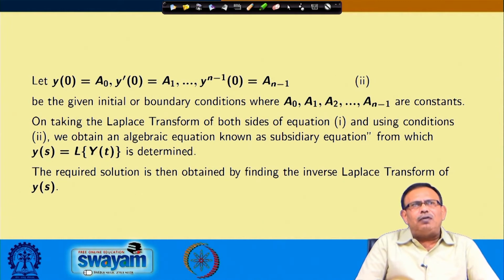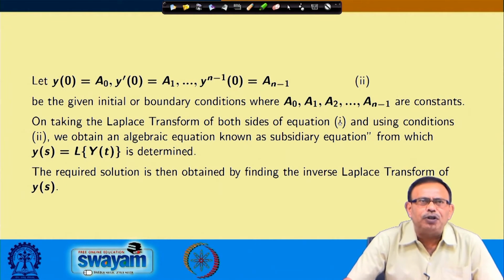Please note one thing here: all the values of the conditions are given at the point t equals 0. That is, y(0) equals a0, y'(0) equals a1, and so on. If you take the value of the function at any other point, I have to use some other substitution, because whenever I take the Laplace transform, it is always taken at the point t equals 0. If I take the second derivative, there also the first derivative value will come in terms of t equals 0. So, let us see how it works.